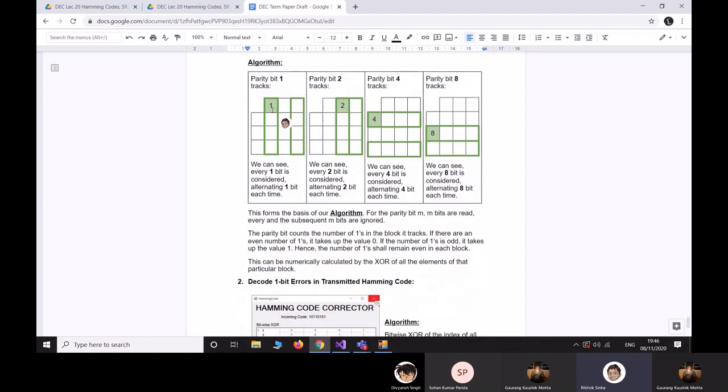The first bit that is tracked by each parity bit, for example, the first bit that parity bit 2 tracks will be bit number 2, and the first bit parity bit 8 tracks will be bit number 8, and so on. This forms the basis of our generation algorithm, which I will show right now from the software package.